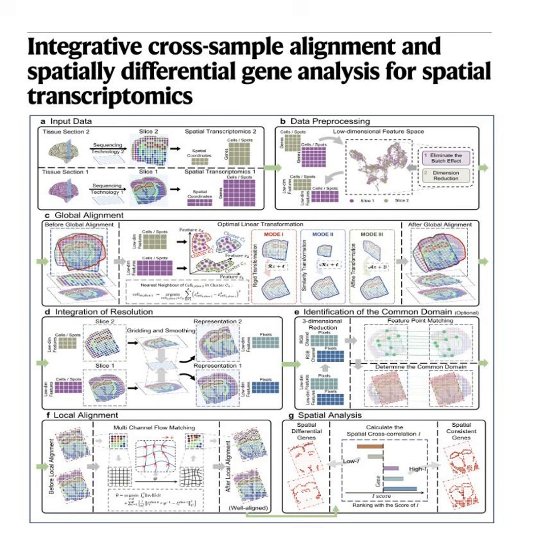So CODA starts with global alignment. It takes the highly complex gene expression data from both slices and projects it into a shared low-dimensional space. Meaning it kind of groups the data to find shared biological communities? Exactly. It identifies where the major structures are. Then it estimates a global transformation using 3 different modes. Mode 1 is rigid. Which is just rotation and translation, right? Right, preserving the absolute physical scale.